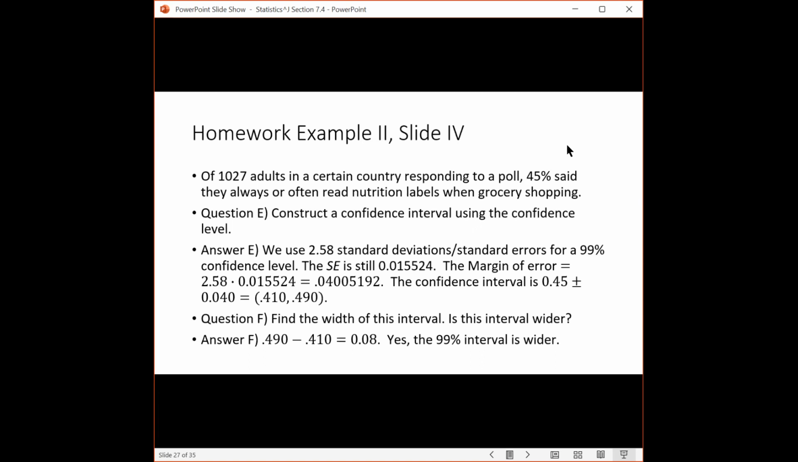All right, so it wants us to construct a 99% confidence interval. To do that, first we look up, in that table earlier in the video, that we get 2.58 standard errors for a 99% confidence level. The standard error is still the same, it hasn't changed, so we can use the previous result. Multiply the two to get the margin of error. That's right there. And then the confidence interval itself is going to be the sample estimate plus or minus the margin of error we just got. And then you can do the addition and subtraction to create the range.